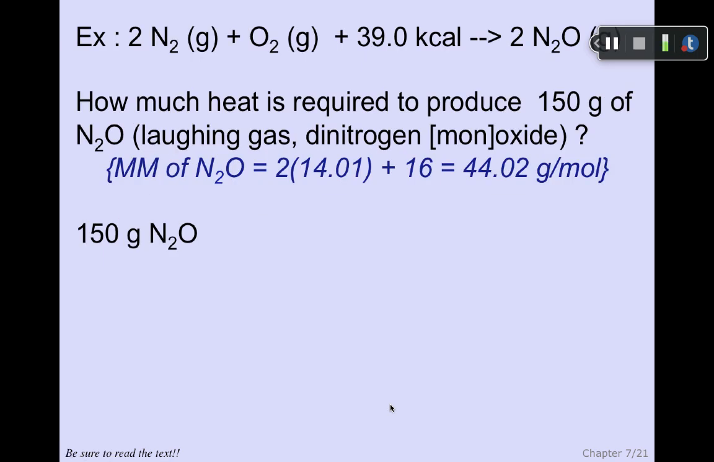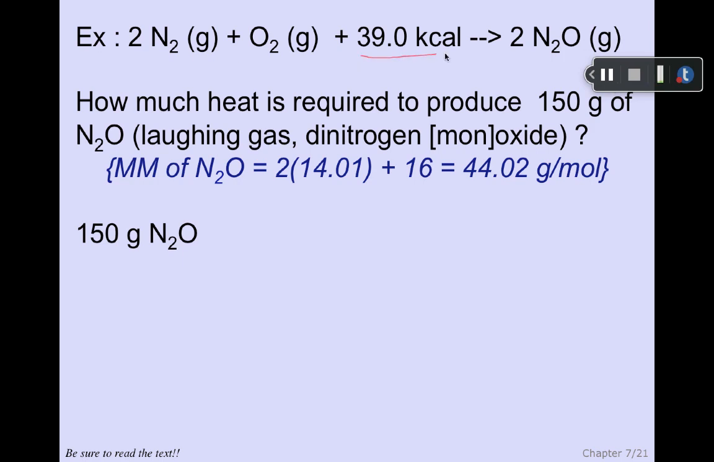Let's try another example. If you're looking at the reaction of nitrogen and oxygen to make dinitrogen monoxide in this case, it has 39 kilocalories listed on the reactant side, so in this case heat is required. And the question posed is how much heat is required for 150 grams of N2O, which is laughing gas, dinitrogen monoxide. The molar mass is conveniently provided for you to make your life simpler and save us a little bit of time. So the reaction shows 39 kilocalories for moles of things as shown in the reaction, as stated in this reaction equation.